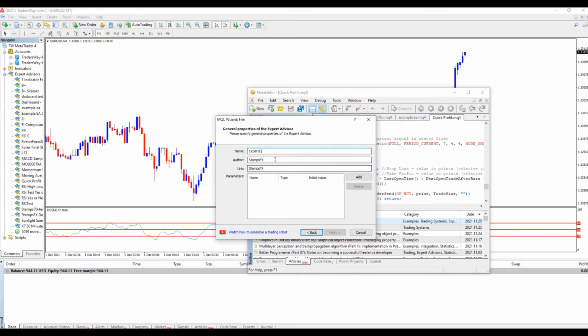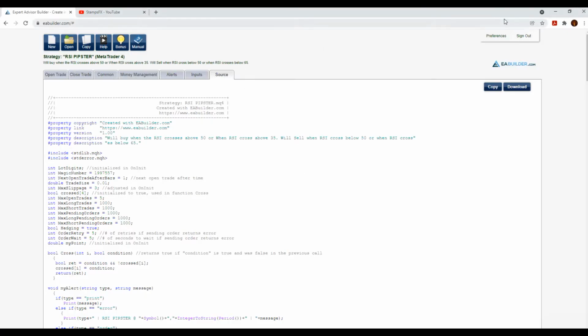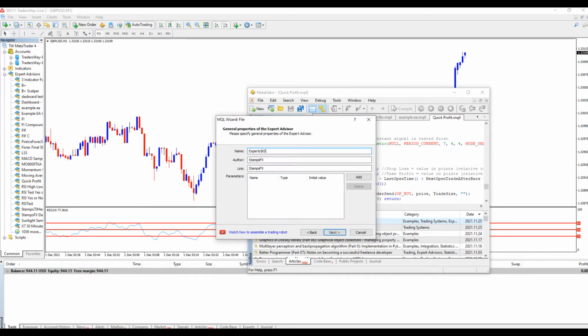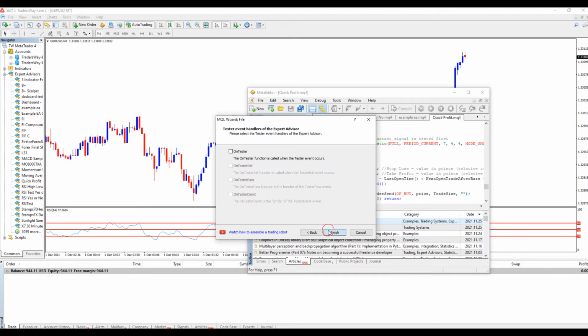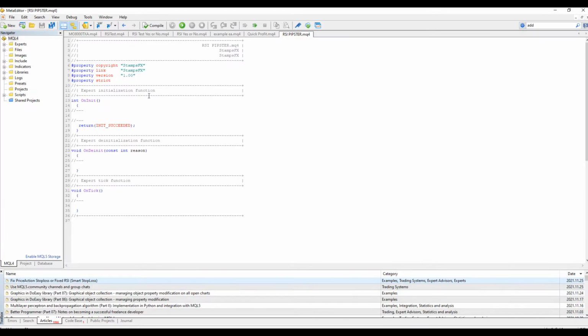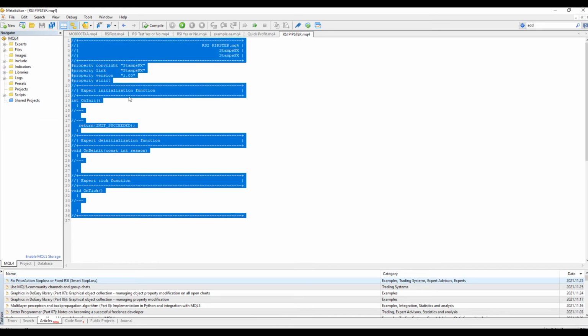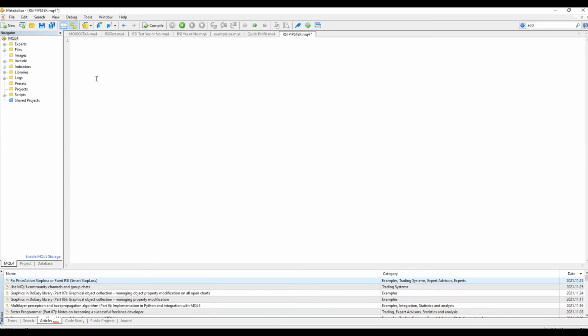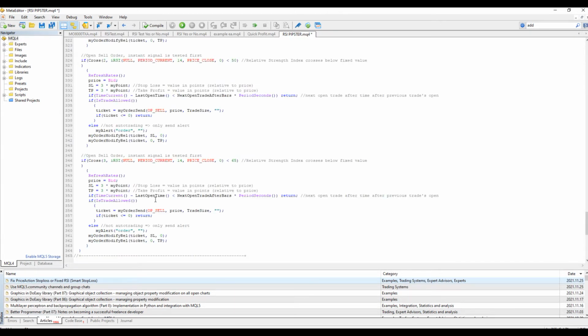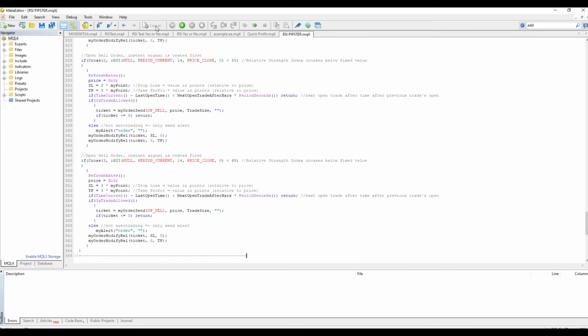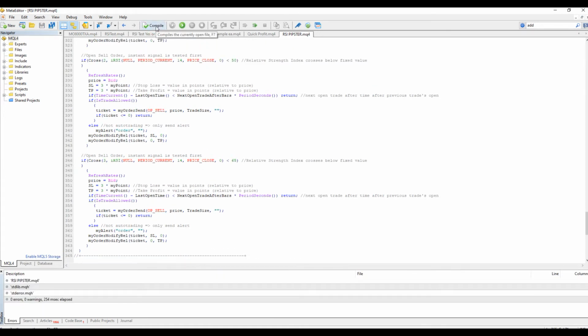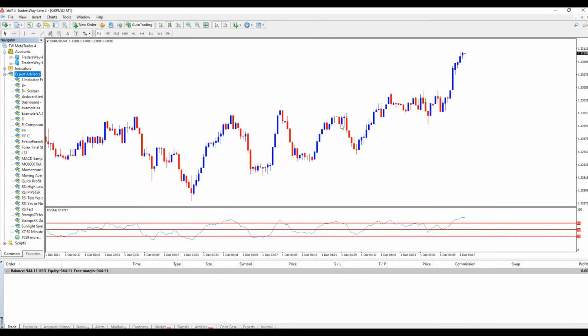All right, so this is going to be, what did we say, Pipster? We said something Pipster. RSI Pipster. Next, finish. All right, so here we have just a shell code, source code, whatever you want to call it. Highlight it, hit delete. Highlight that, hit delete. Control V to paste. So now we're here, then compile it. All right, and then we're done over here.